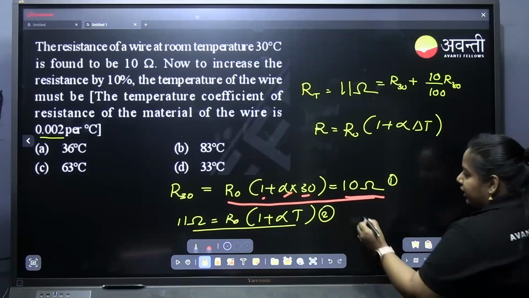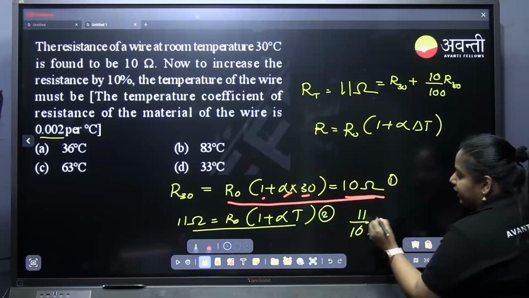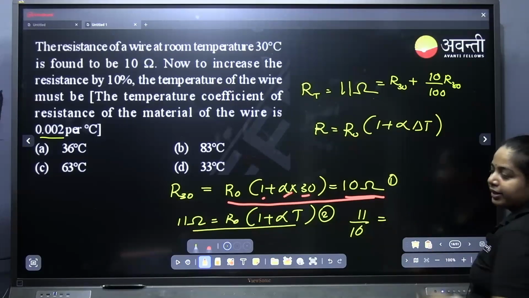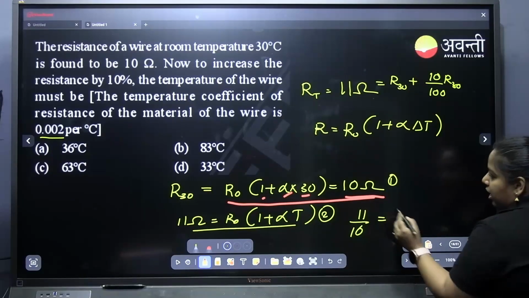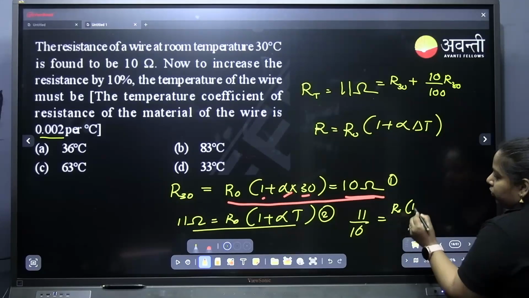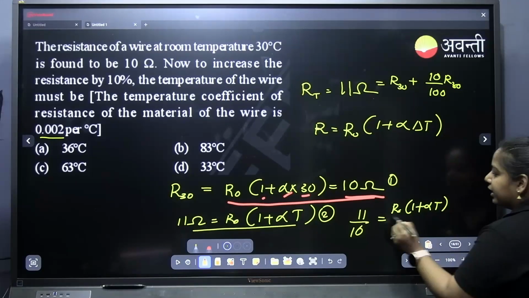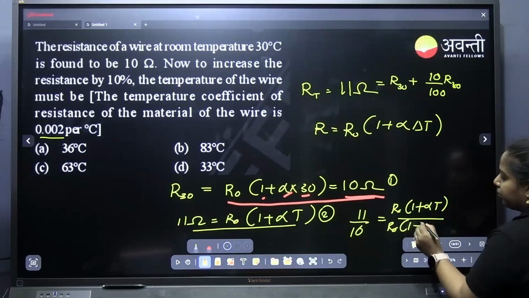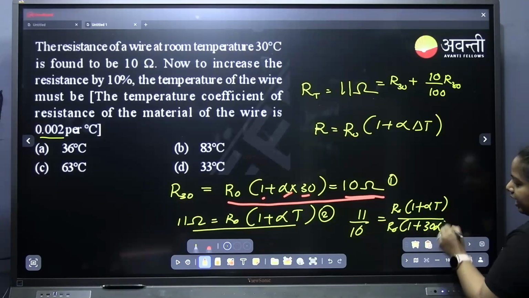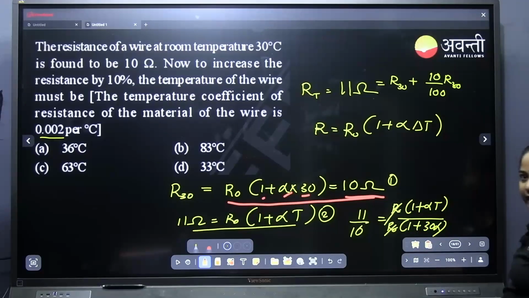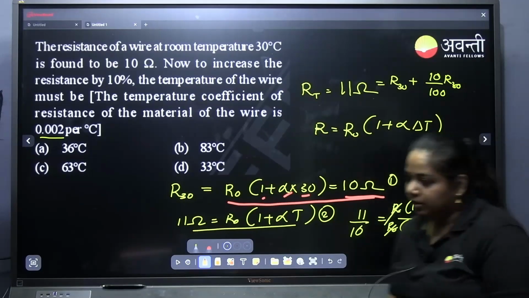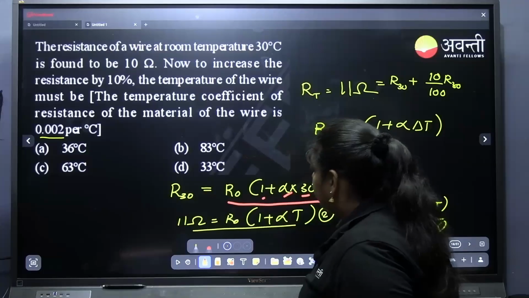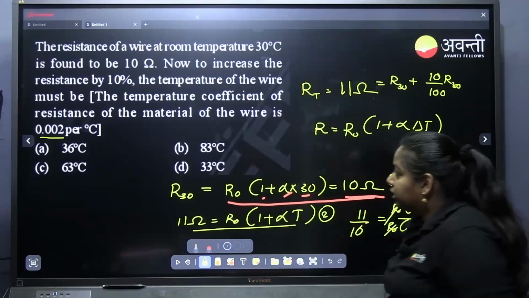Now you can find 11 by 10 is equal to R naught into 1 plus alpha T divided by R naught into 1 plus 30 alpha. R naught cancels. Yes? 33 degrees Celsius. Sorry, it is not 33.